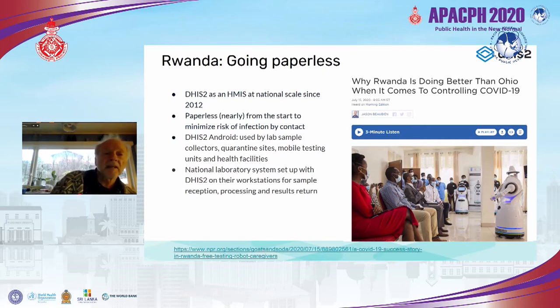And they're using the Android app for the lab sample collection, to communicate on the quarantine sites and many other things. So Rwanda has developed and implemented a very wide scale of features for COVID-19 using the DHIS2. And laboratory is an important nucleus in their implementation.